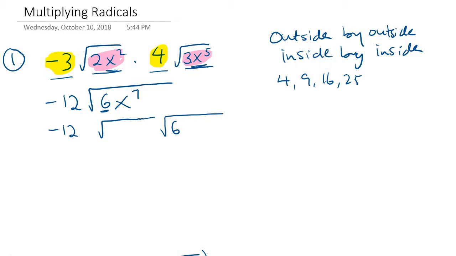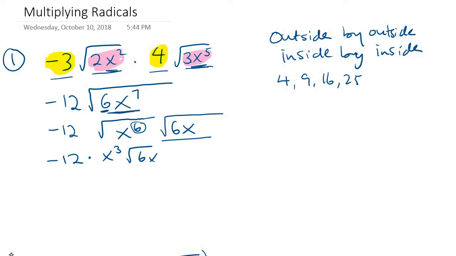It cannot be divided, so it goes to the right side, and then x to the 7th, we can actually break it up into 2 as x to the 6th and x. All right, so now what we do is take the square root of those perfect squares. So we have the 12 brought down, and the square root of x to the 6th is x to the 3rd. Take a half of 6 is 3. And then this last one, we cannot do anything about it. So it's just irrational. So we just put square root of 6x.